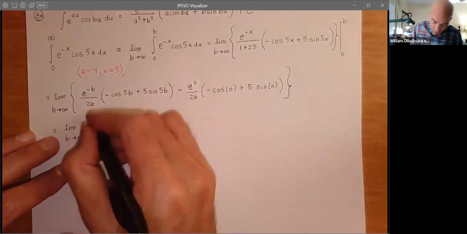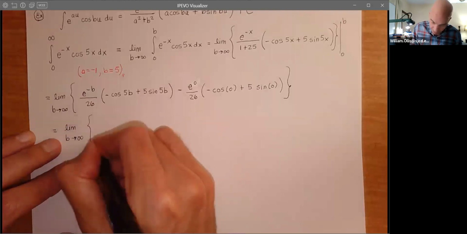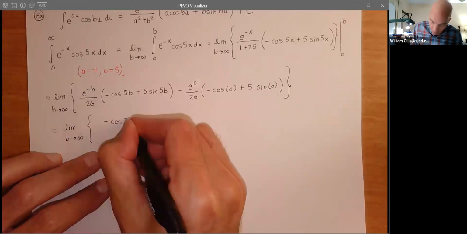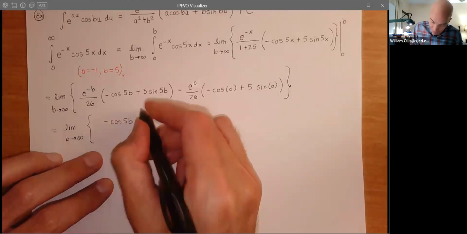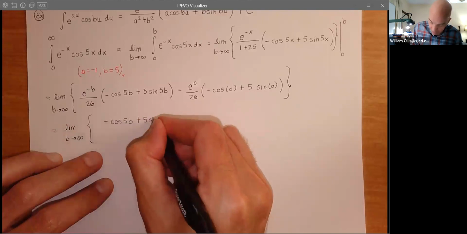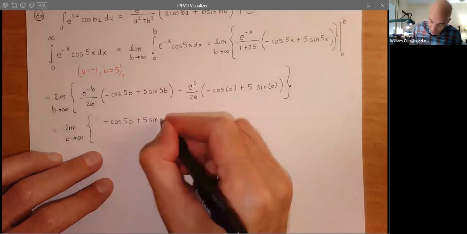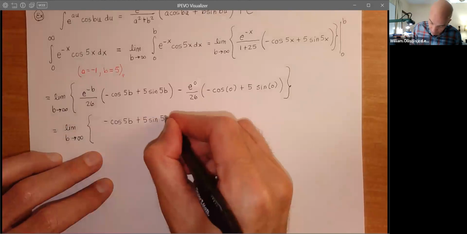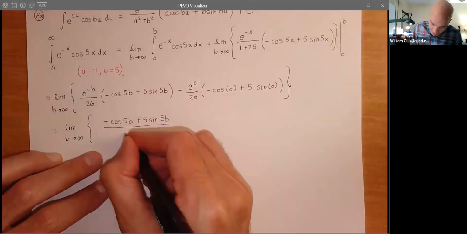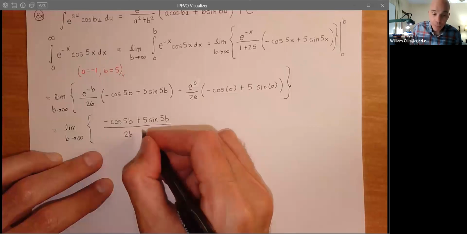So if you will, we've got negative cosine 5b plus 5 sine b, or sine 5b, divided by 26 times e to the b.